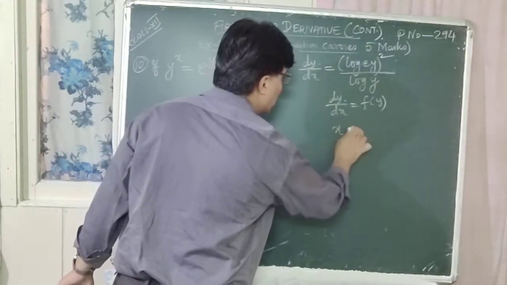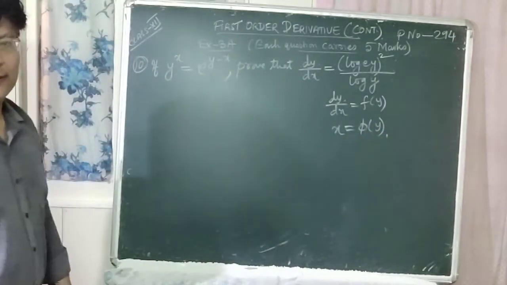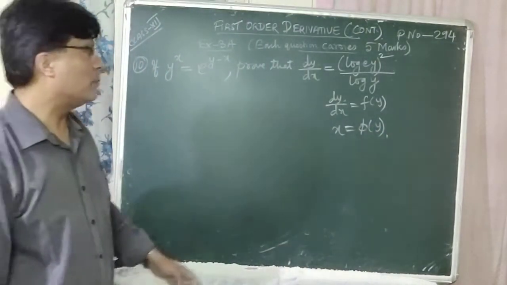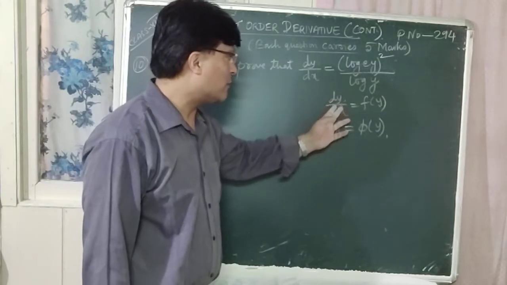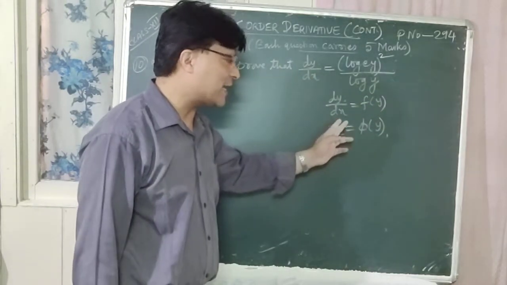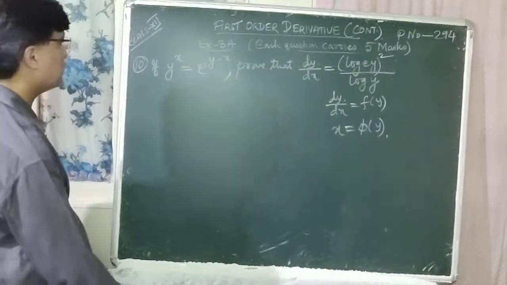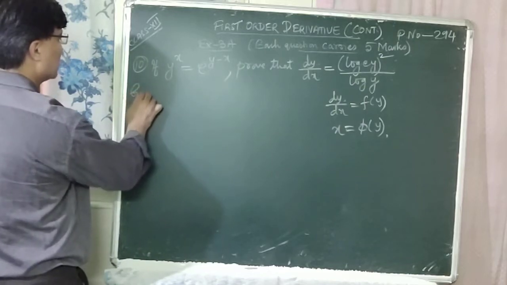So from the given part, you have to express x as a function of y. I think you have understood it. If you want to prove dy by dx as a function of y, you have to express x as a function of y from the given part. Is that clear? So let us write down the given part here.